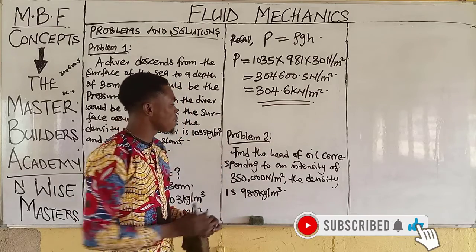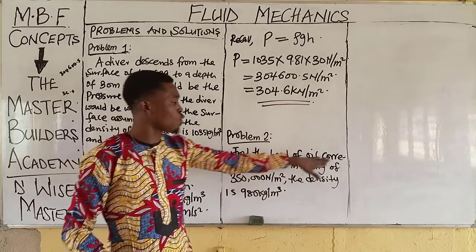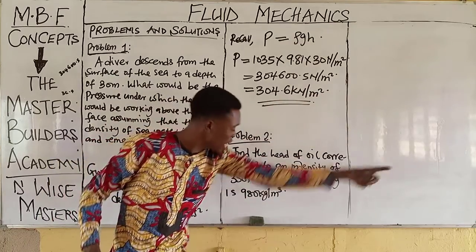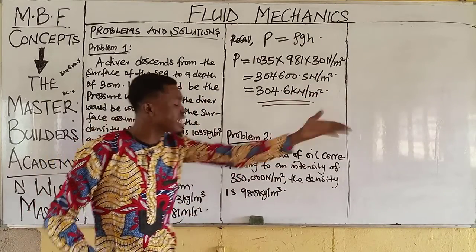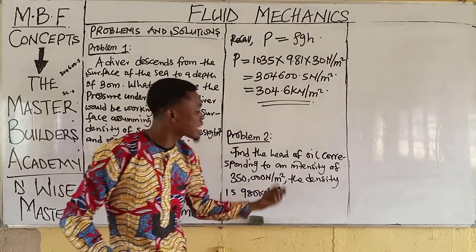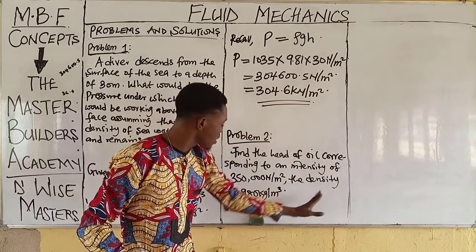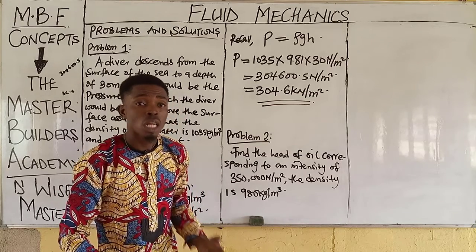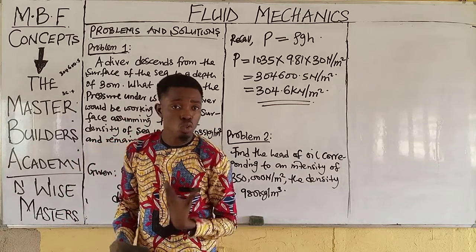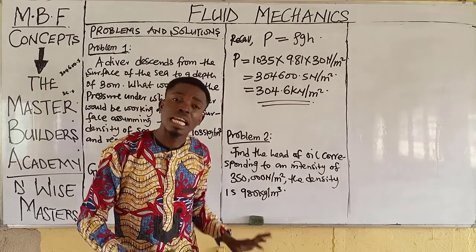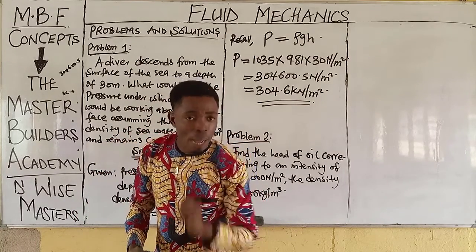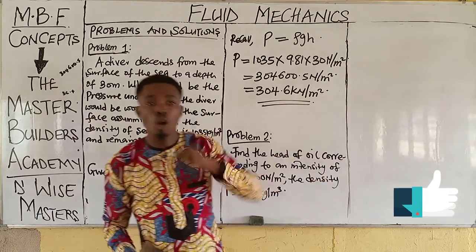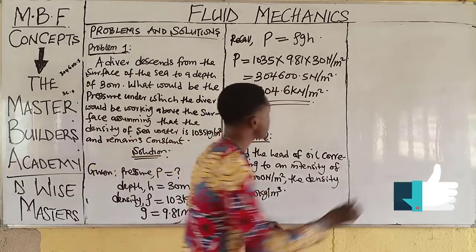Now, we have problem 2 on the board. We are asked to find the head of oil corresponding to an intensity of 350,000 Newton per meter square, and the density is this. It is very, very simple. Now, the first thing you need to do is to read the question carefully and extract the parameters, the given, which include the known and the unknown parameters. So now we have this as solution.